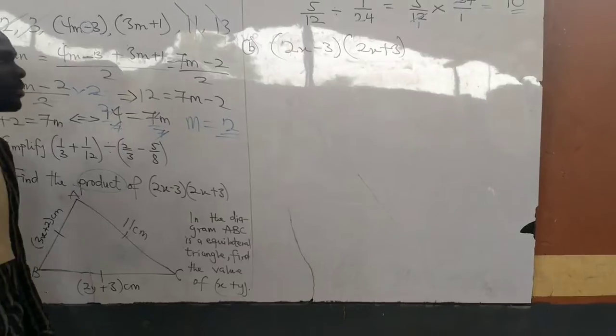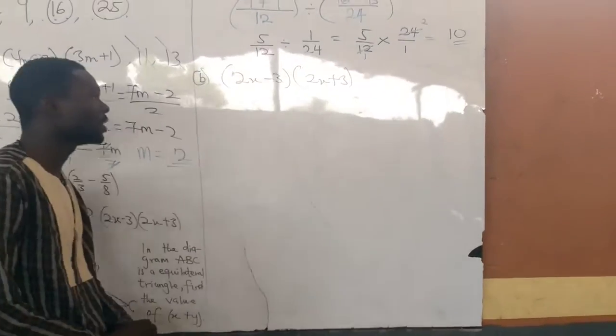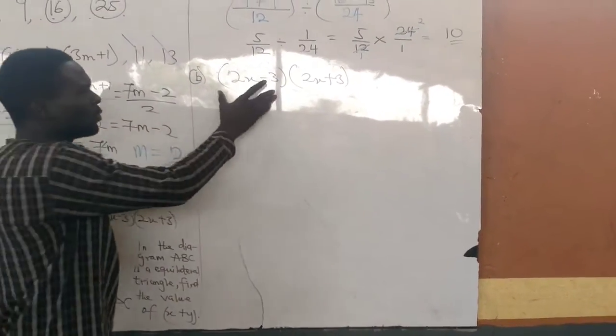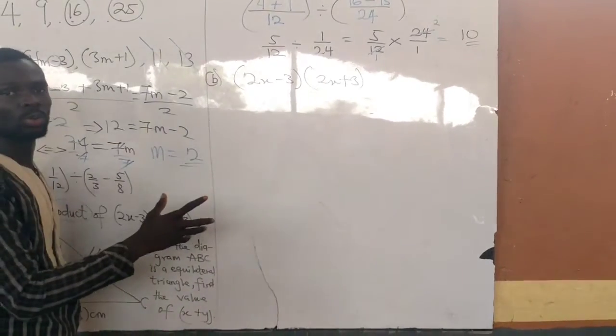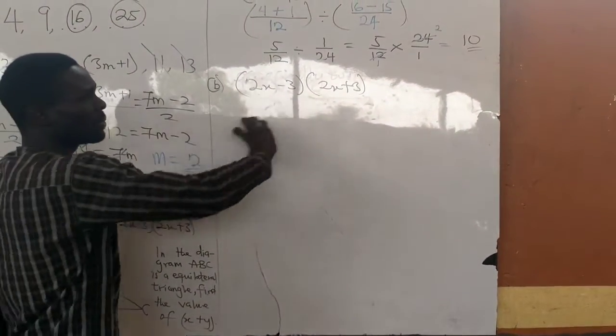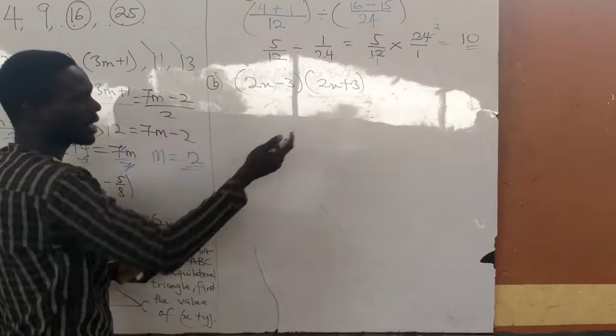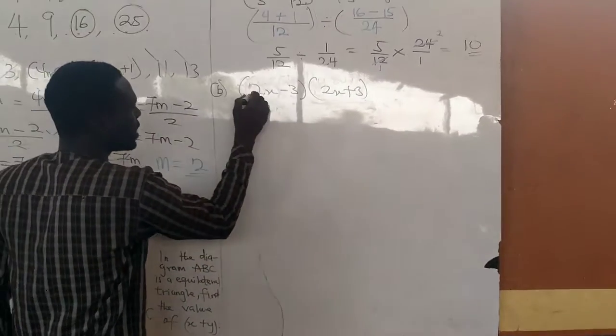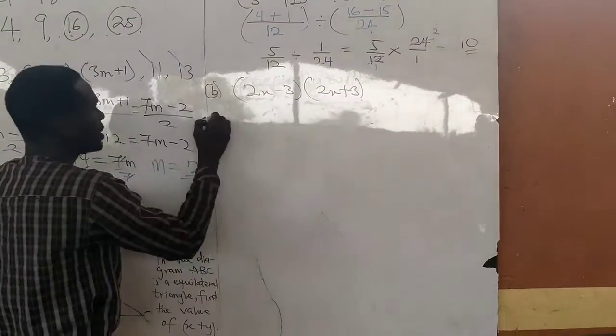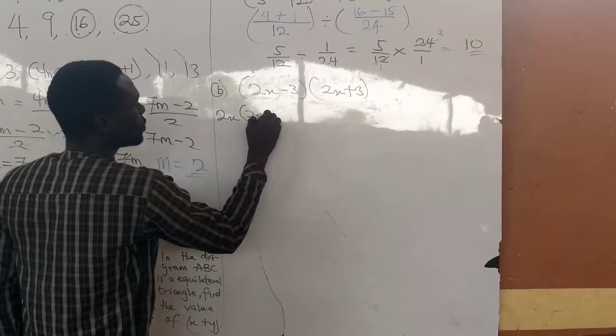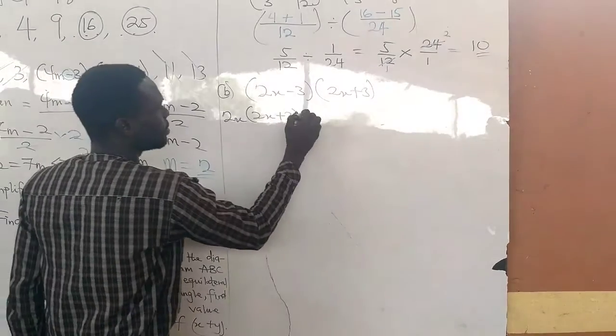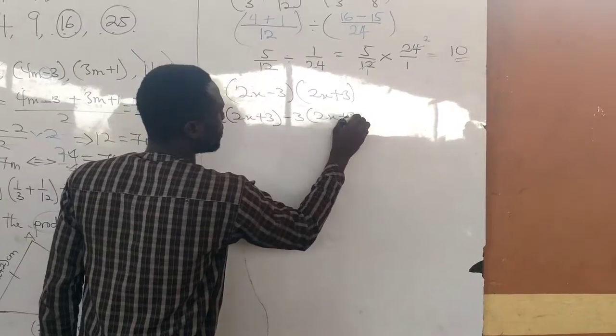Okay, so welcome back from the commercial break. So we have to find the product of these two. Just as I said, the first term will multiply the second bracket. So we have the first term as 2x, which will multiply everything. So 2x bracket of 2x plus 3, then minus 3 bracket of 2x plus 3.